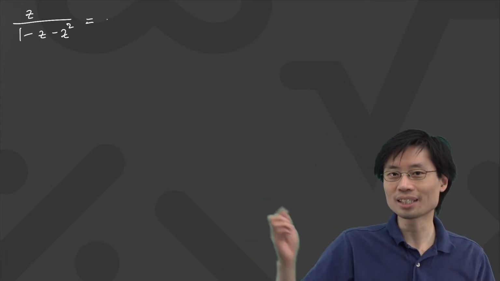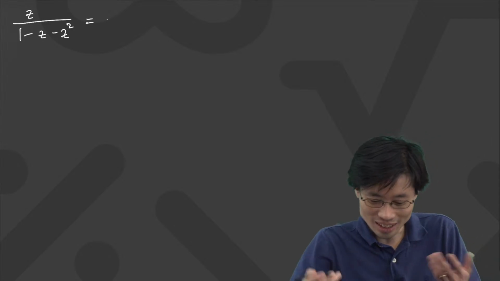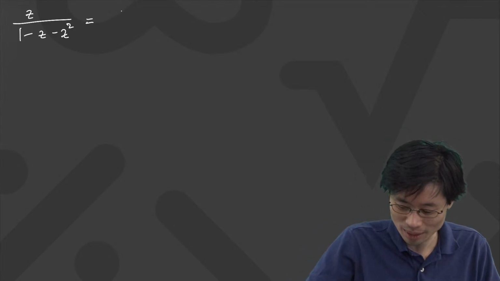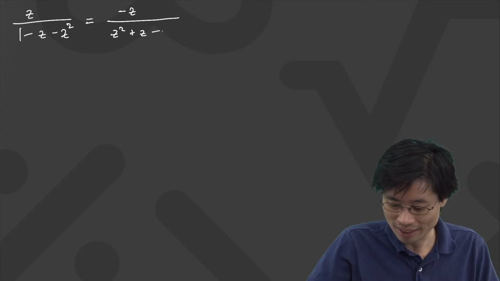One way is, I don't like denominators where the biggest power of z has a negative sign. That looks weird. So let's multiply top and bottom by negative. Minus z over z squared plus z minus 1.